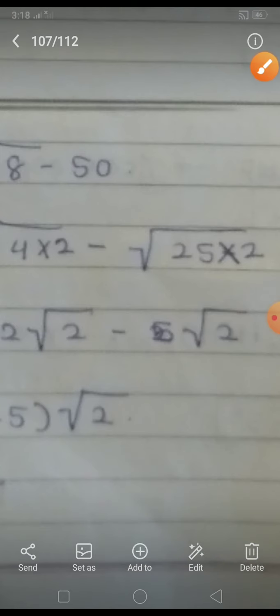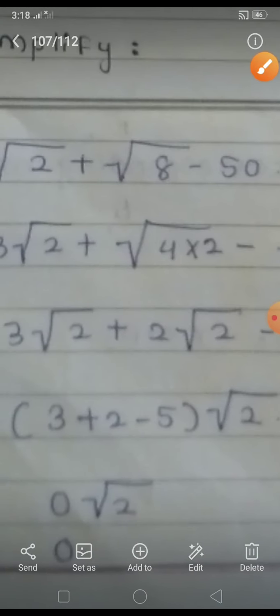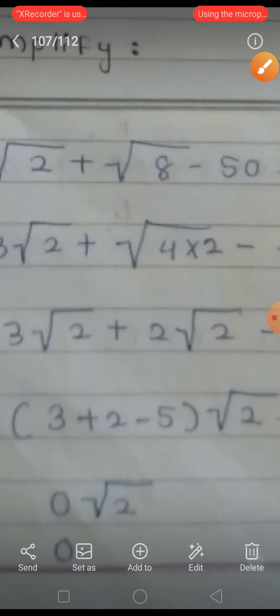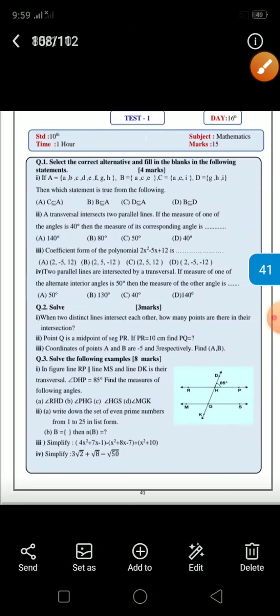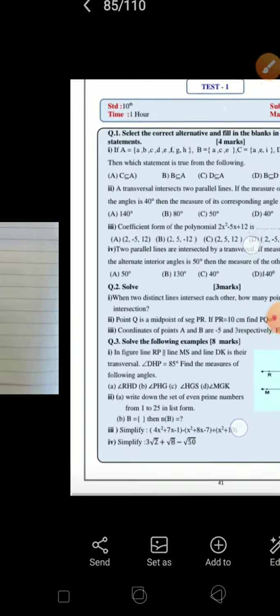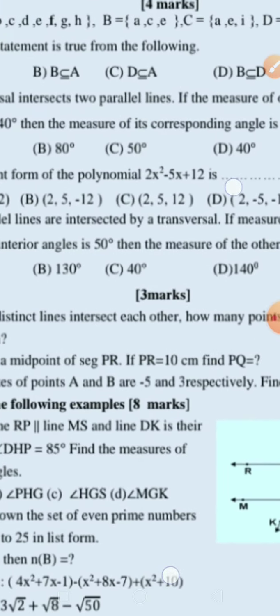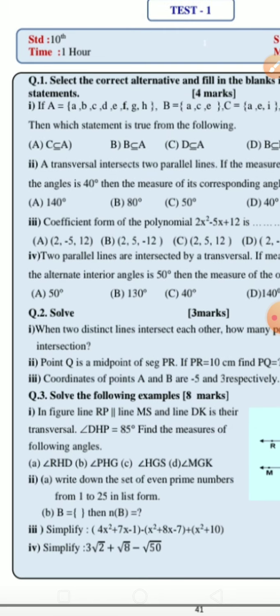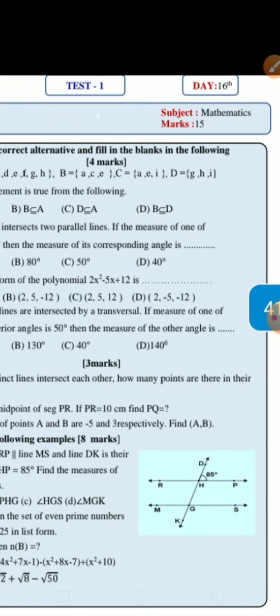That is the number here. So rational number 3 plus 2 minus 5, with a multiplication in between, root 2. So we have now studied all the numbers, and these papers we should solve here. 3 marks, 4 marks, 3 marks, and already the simplify.